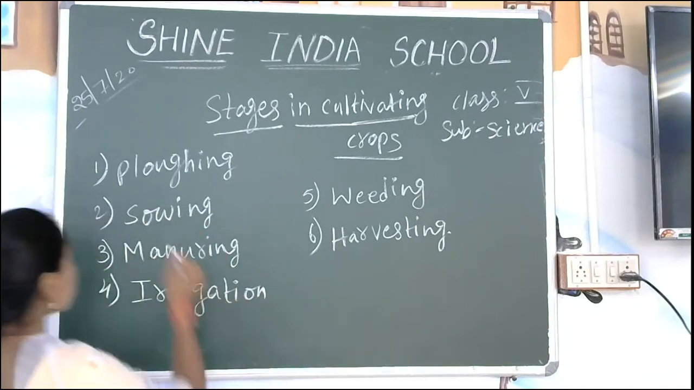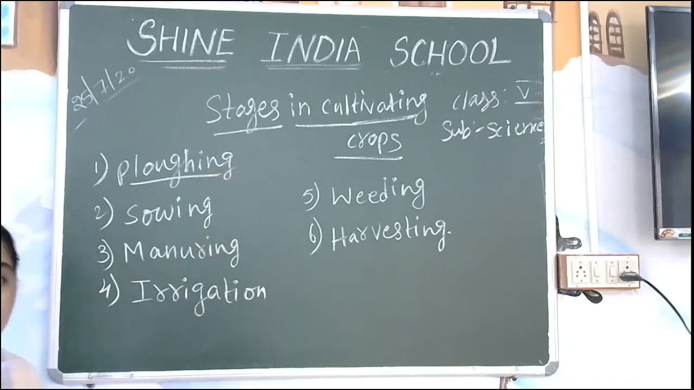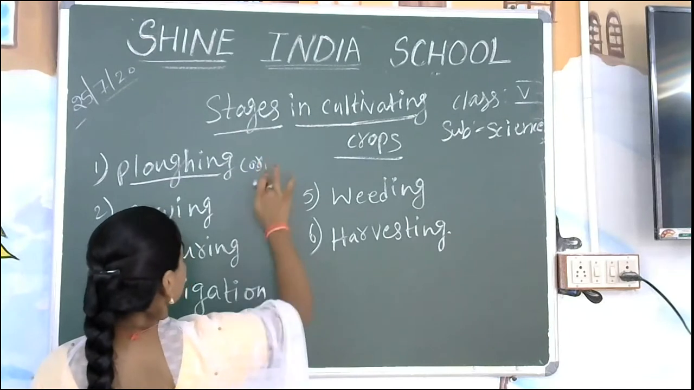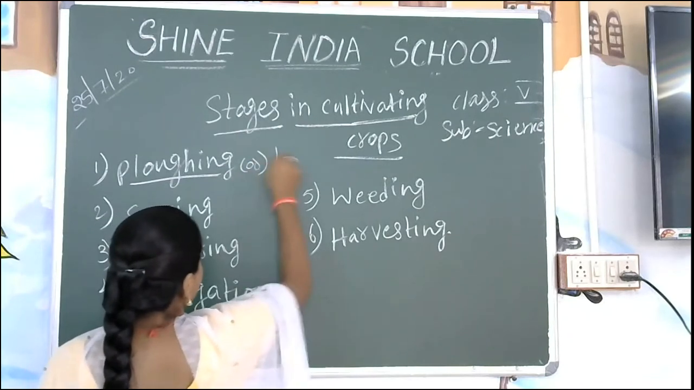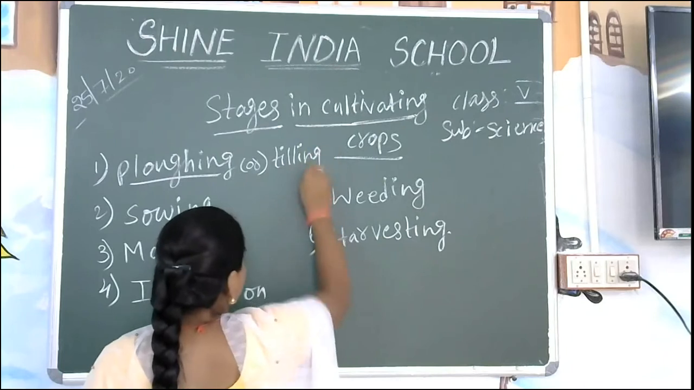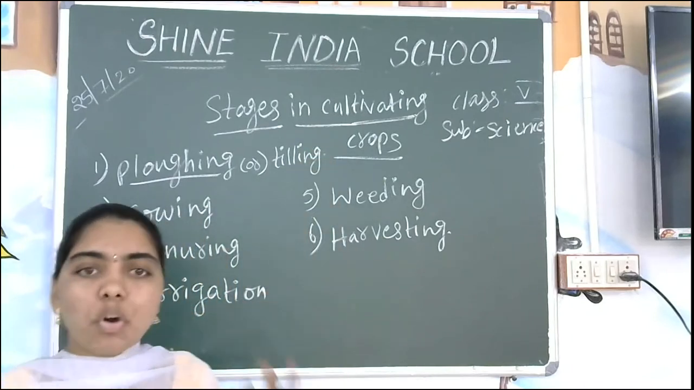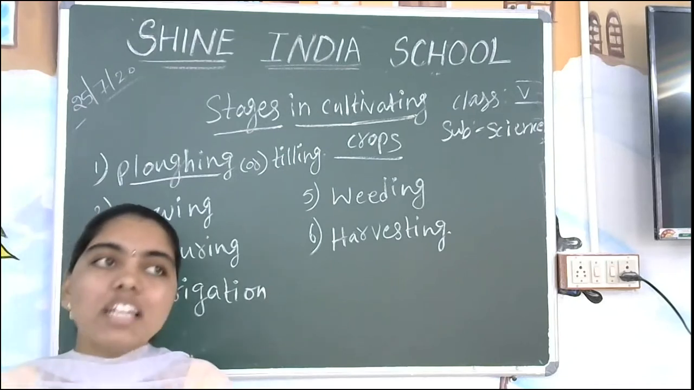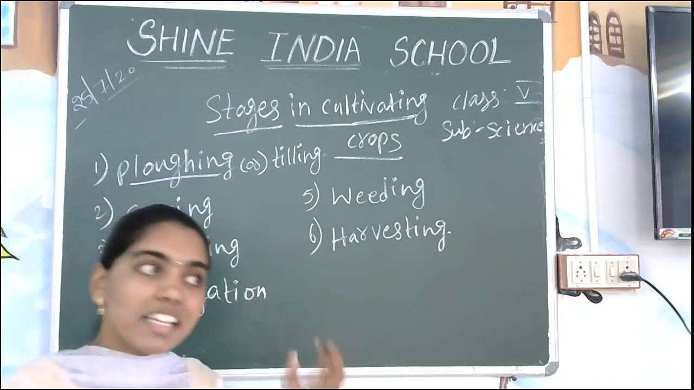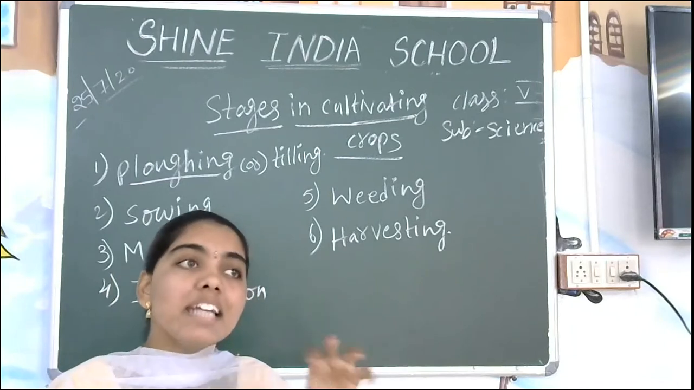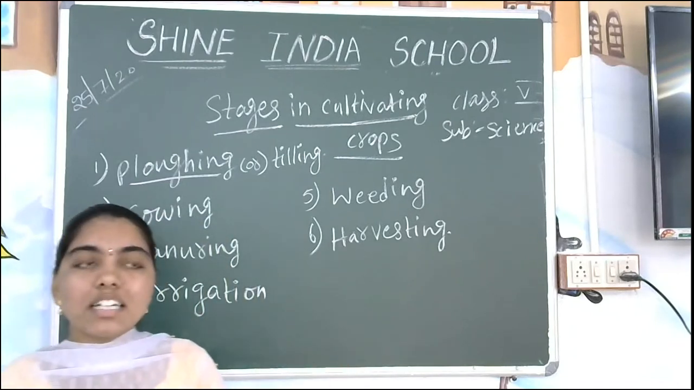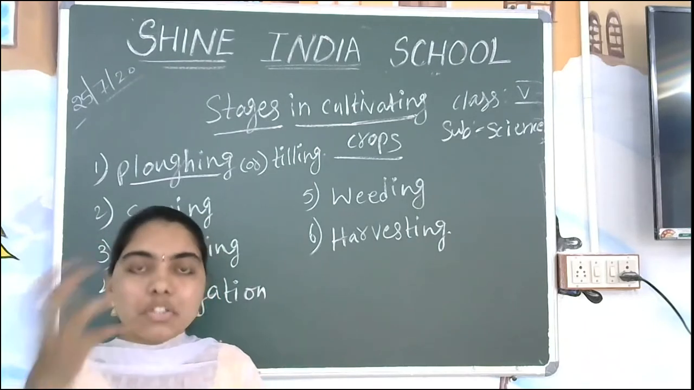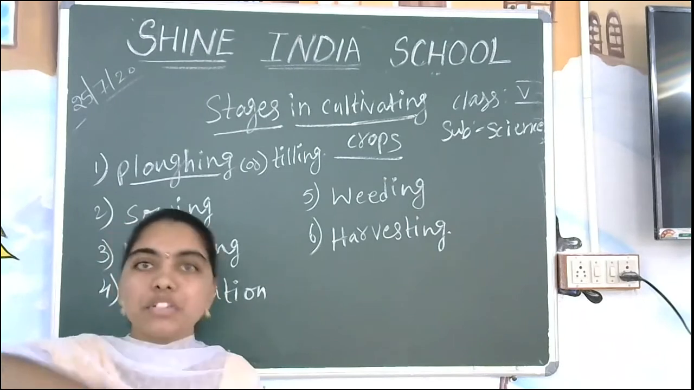What did we discuss yesterday? Plowing. What is the other name for plowing? Yes, tilling. In plowing, the soil is loosened. What did we learn yesterday? The soil has to be loosened and turned. What is the meaning of turning? Outside soil goes inside and inside soil becomes outside.